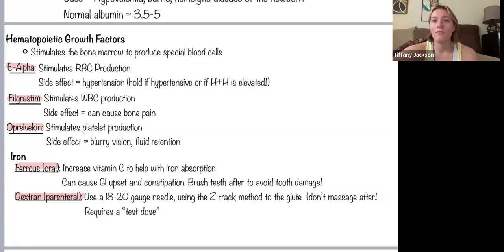We've got our filgrastim. This will help stimulate white blood cell production and can cause bone pain, again, more common in the oncology setting. Up next, we have our oprelvekin. This stimulates platelet production.